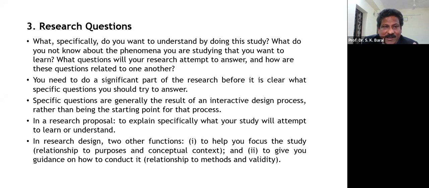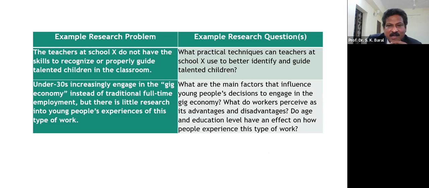So research design has two functions: to help you focus on the study and to give you guidance on how to conduct it. This is a relationship to methods and validity. And I am talking about framing the problem. Here I am giving you an example of a problem. The teachers of school X do not have the skill to recognize or properly guide talented children in the classroom. This is the example of a research problem.